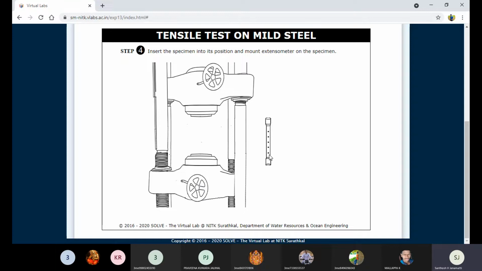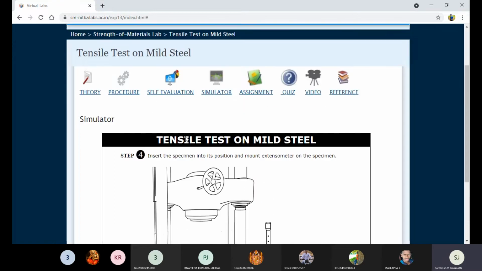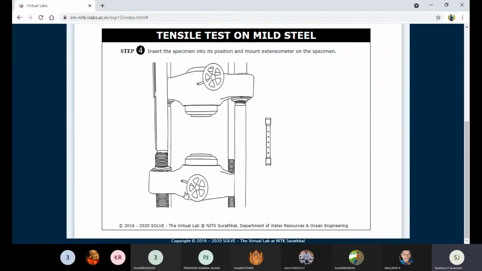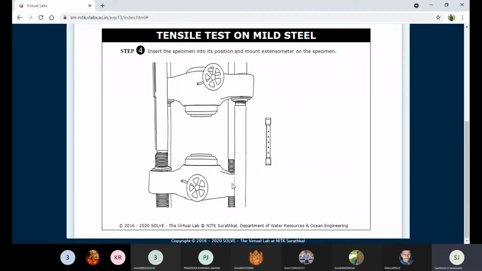See, all your punch marks will be covered now. This is the position, this is the way we need to position the samples in the UT machine. Hope you understand now, right? Once you place the sample in this UT machine, you can keep on applying the load. The load will gradually increase and increase.